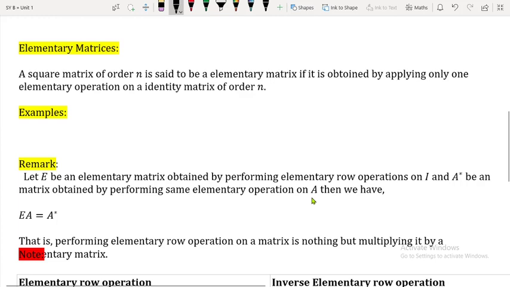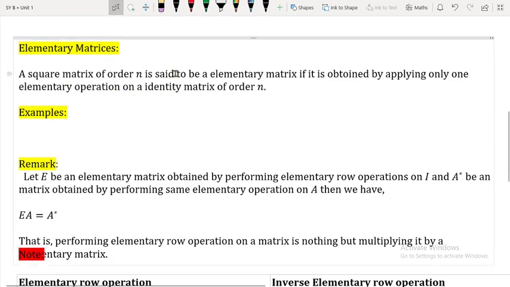Hello, my dear students. Today we are going to see elementary matrices. Without any delay, let us go into the definition. A square matrix of order n is said to be an elementary matrix if it is obtained by applying only one elementary operation on an identity matrix of order n.